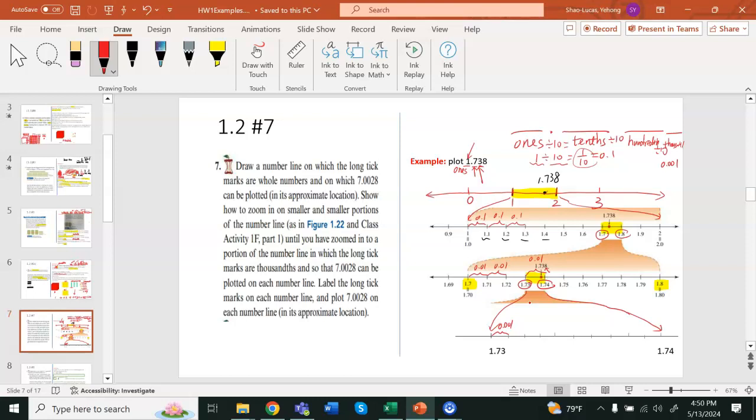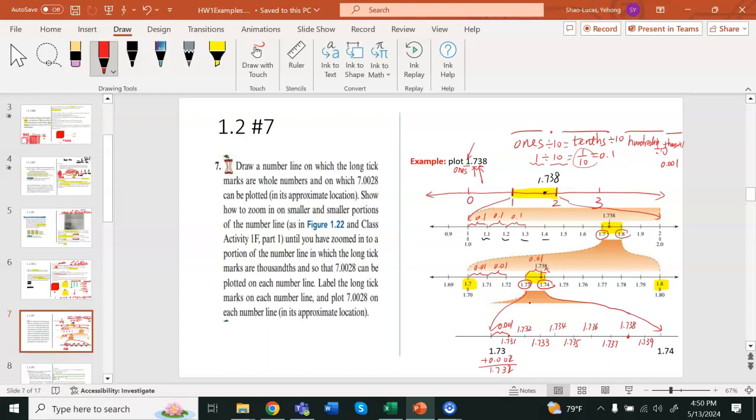When we add 0.001 to 1.73, if you line up the decimal places, you get 1.731. So the first tick mark is going to be 1.731. If you add another, you get 1.732. When you add another one, 1.733, 1.734, 1.735, 1.736, 1.737, and this one is 1.738, which is the exact place we are looking for. You can still label this one, though you don't have to.